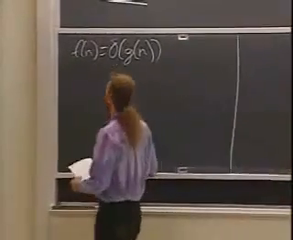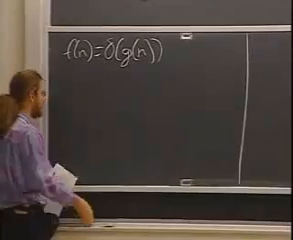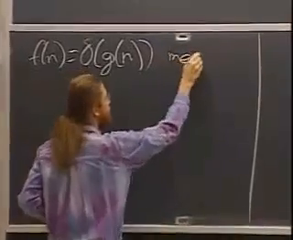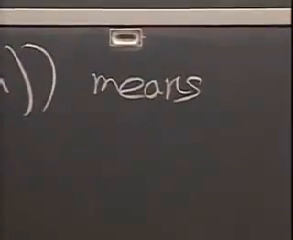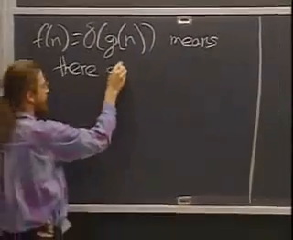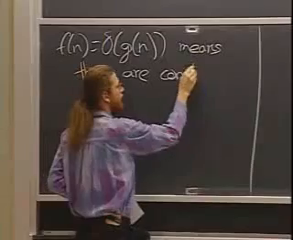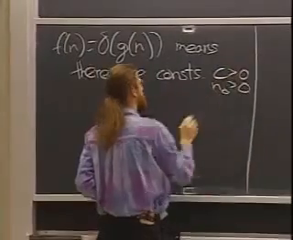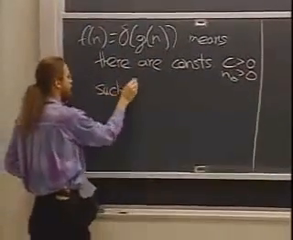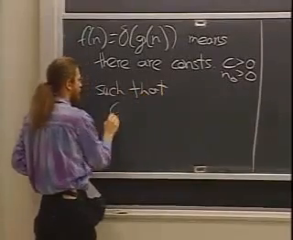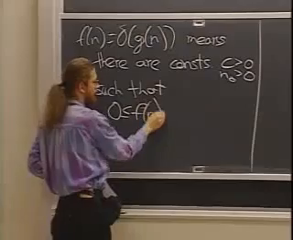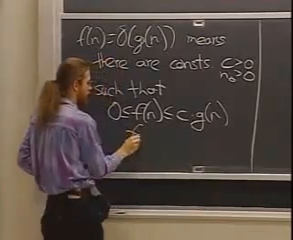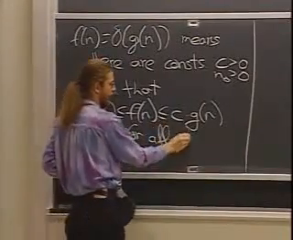So this is big O notation, capital O notation. We have f of n equals big O of g of n. This means that there are some suitable constants, c and n naught, such that f is bounded by c times g of n for all sufficiently large n.